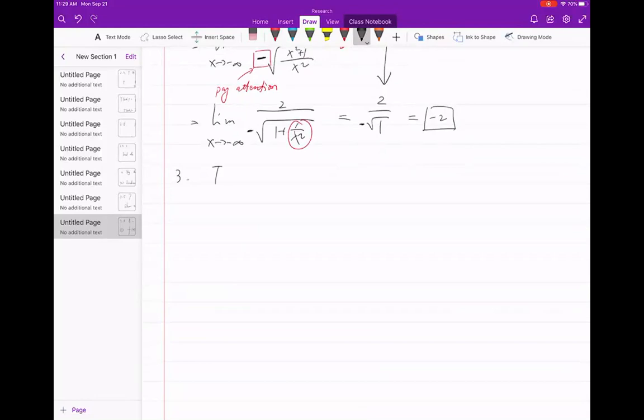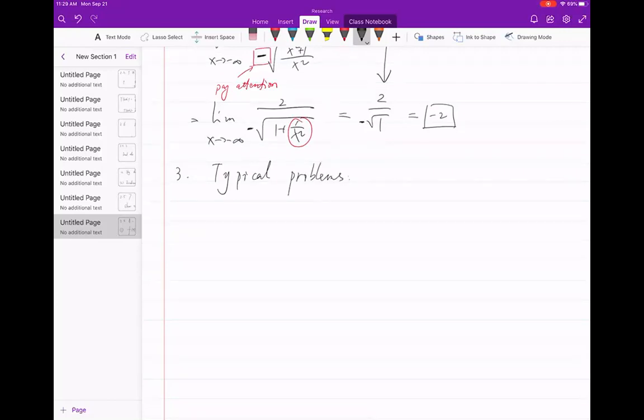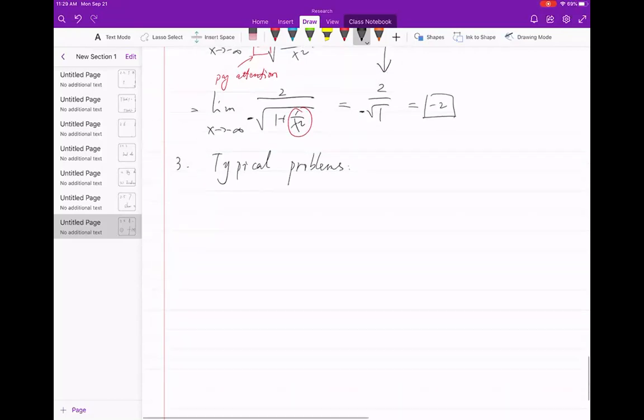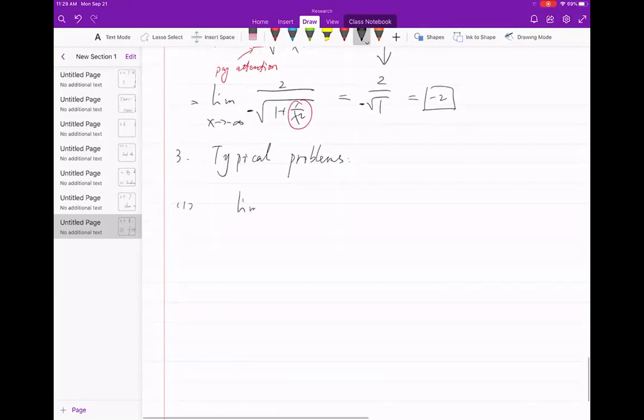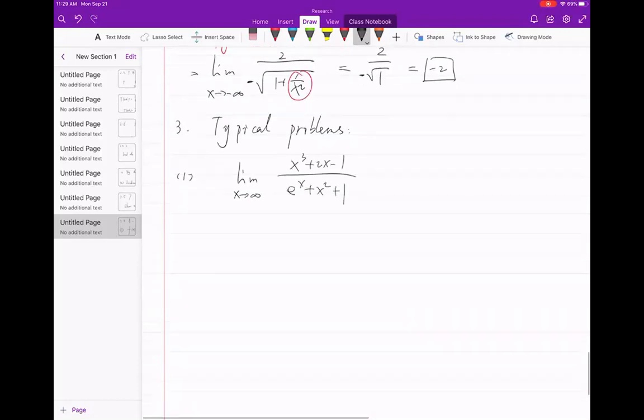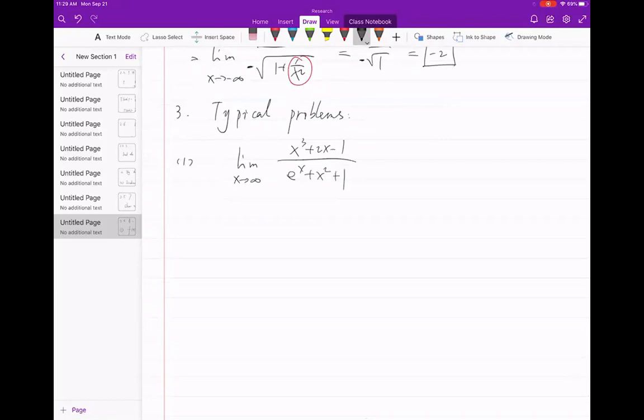Now we just add several more typical problems. Several ones. The first one: limit as x goes to infinity of x cubed plus 2x minus 1, over e to the x plus x squared plus 1. Okay, if we take a shortcut. Now question, which one is the leading term on the bottom? This? This? Clearly not this, right?